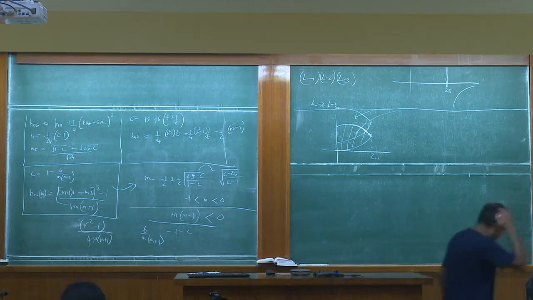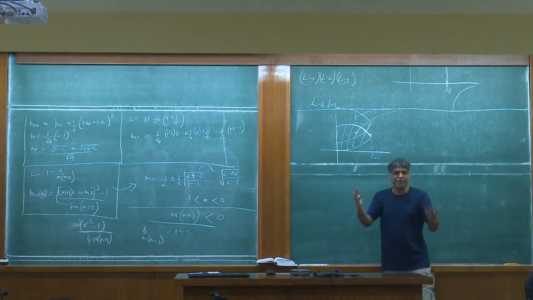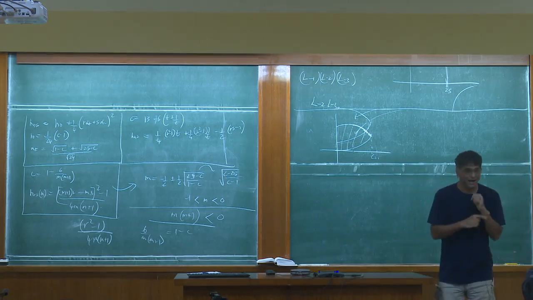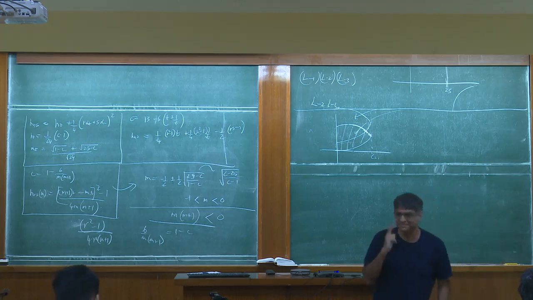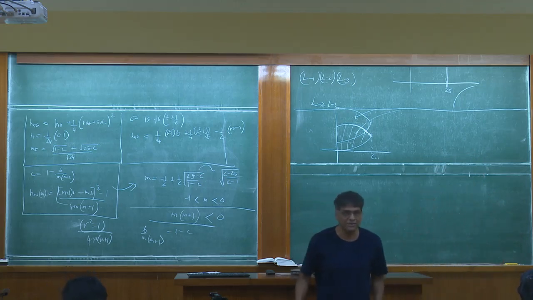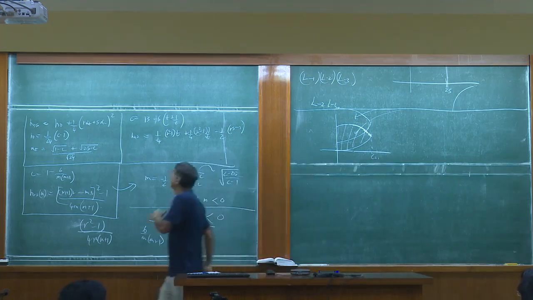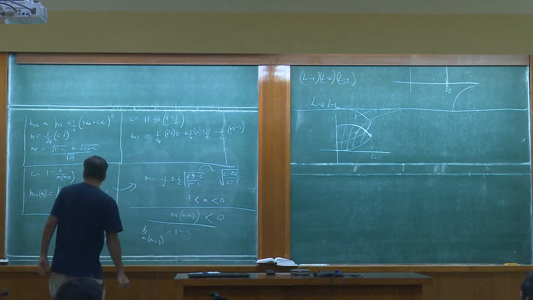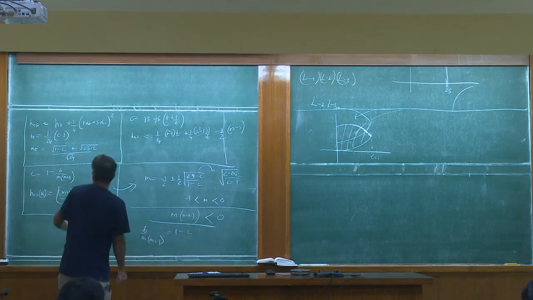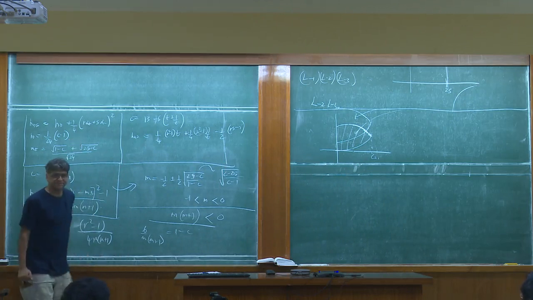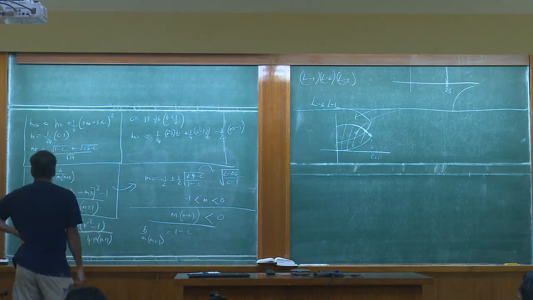Now I want to argue that this set of points that are ruled out covers almost everything, along the lines of what Pinak was saying. In order to make that argument, I'm going to look at this form of the equation.